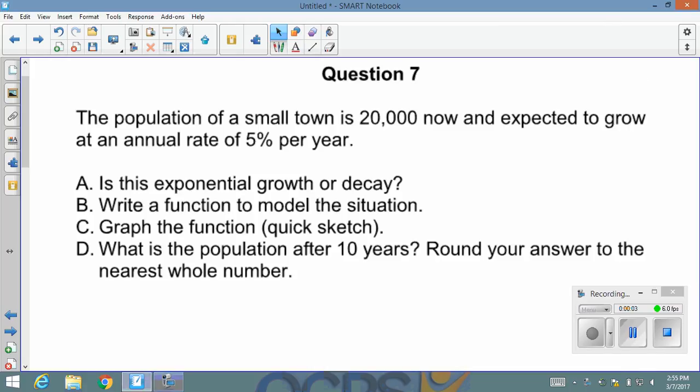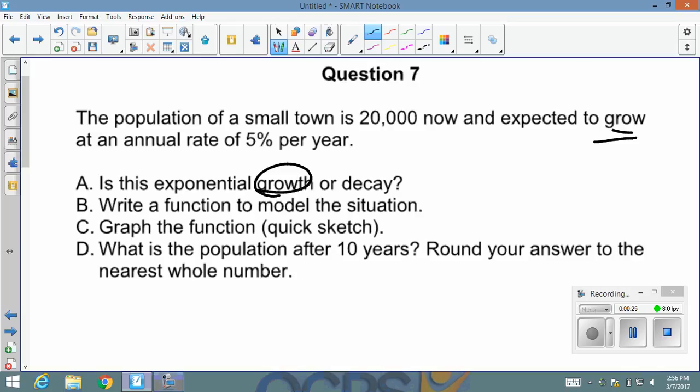In this video, we're just going to quickly go through question 7 from the Growth and Decay Foursquare. The problem states the population of a small town is 20,000 now and expected to grow at an annual rate of 5% per year. So let's answer our 4 questions here. Is this exponential growth or decay? Well, this word here, expected to grow, so this is growth.